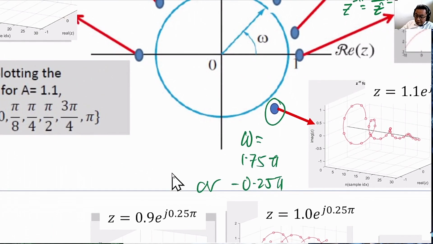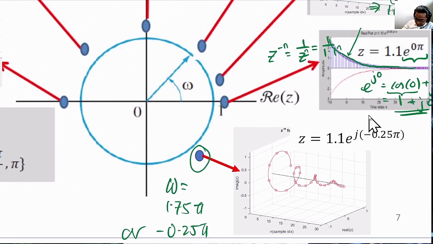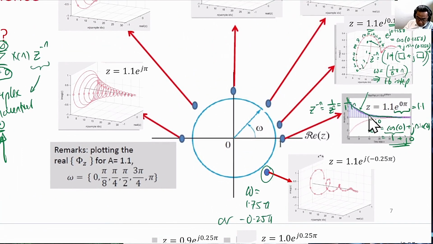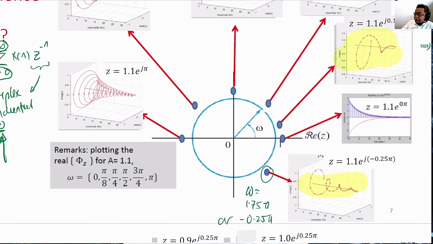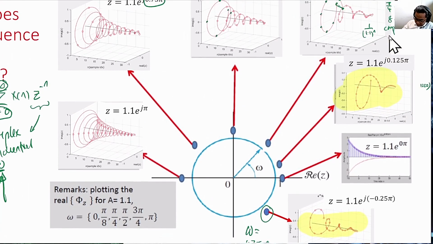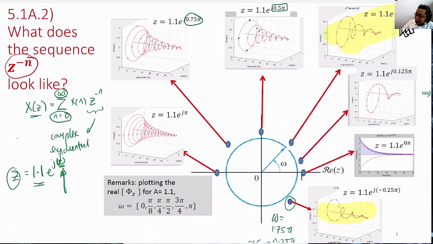1.75 pi is counting the angle anti-clockwise from the positive real axis. So it will be 0 to pi to 1.5 pi to 1.75 pi until 2 pi here. But you can also use a negative angle for the clockwise direction. In this particular case, compare these two highlighted plots. They have the same magnitude but different angle. One is a positive angle, 1.1 e to the j 0.25 pi.